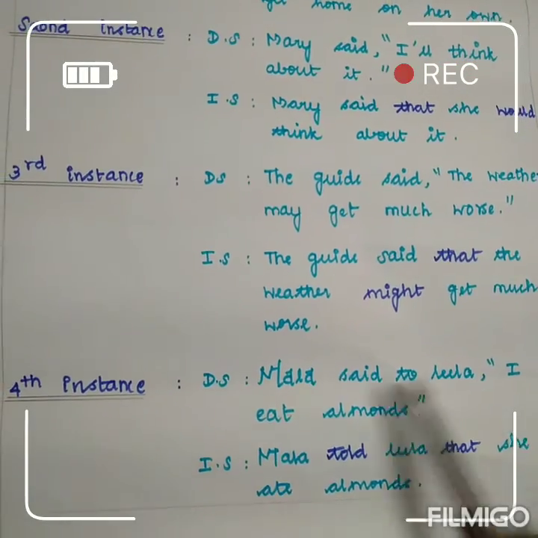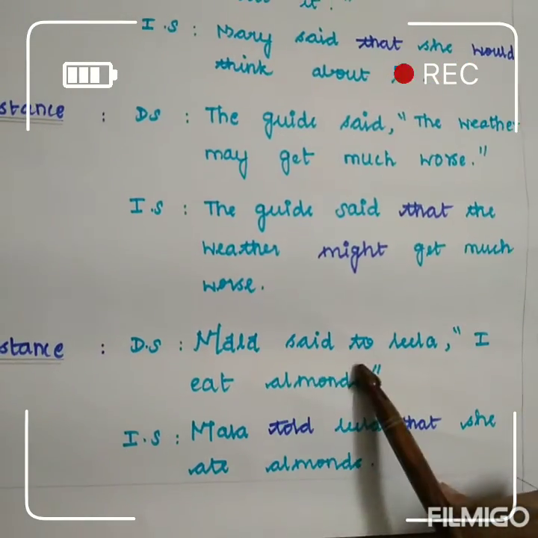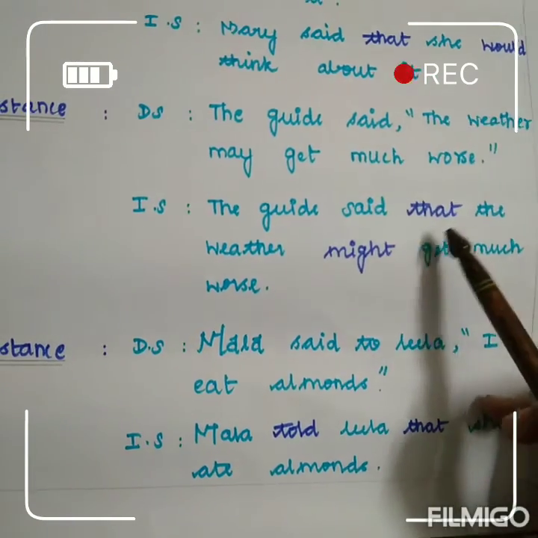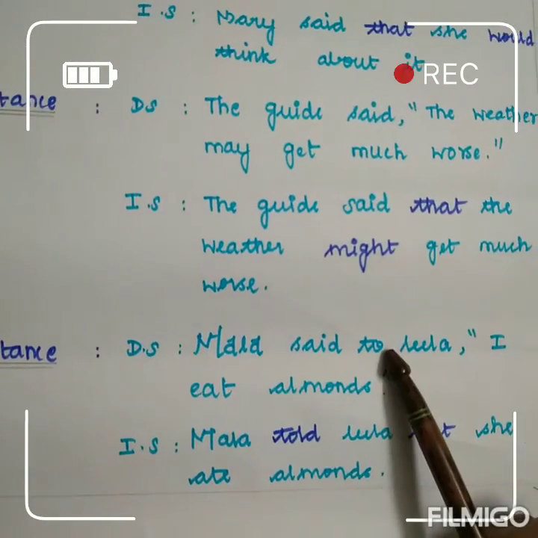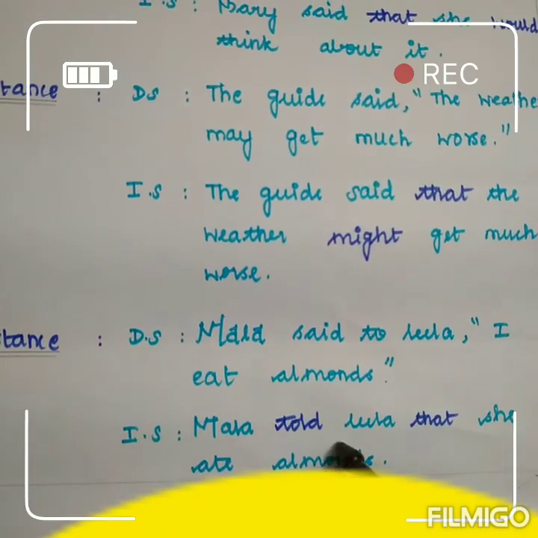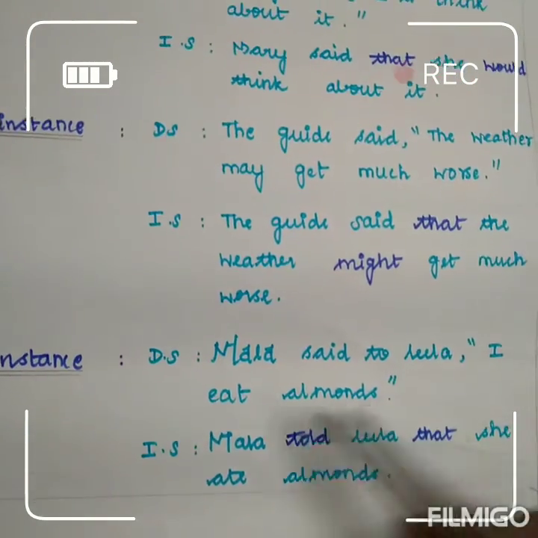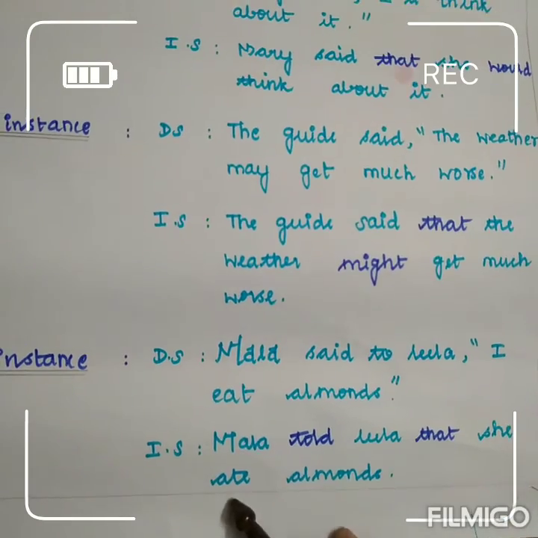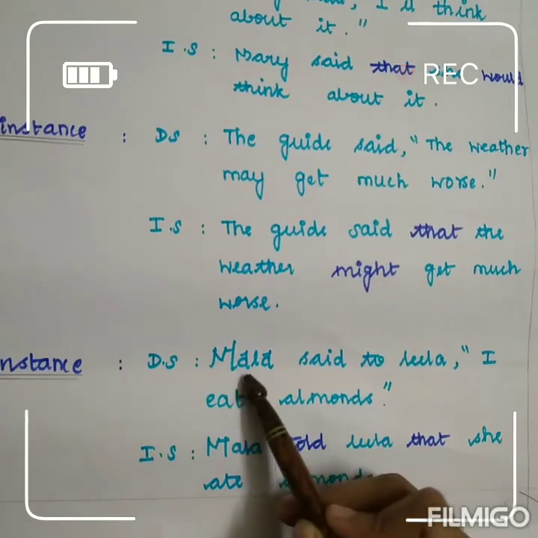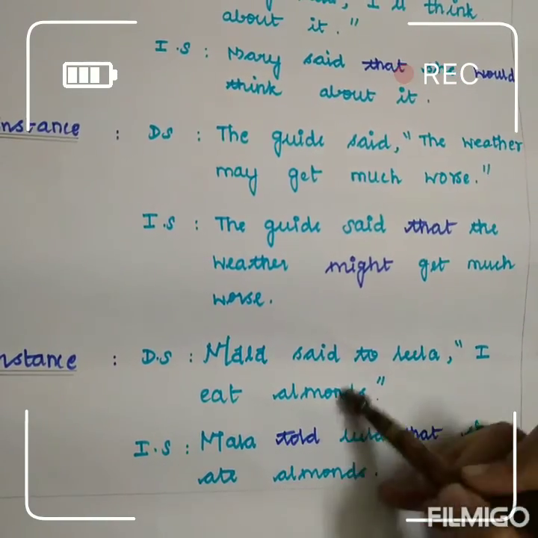And your last instance is: Mala said to Leela, "I eat almonds." Here we have said to. In previous sentences we had only said, so we retained it as it is in indirect speech. But here I have given you a different concept. Said to should be converted to told in indirect speech. So this is also to be noted while converting. Mala told Leela that she ate almonds. Eat is converted to ate, simple present to past. And here the speaker, I, is a girl, so we have added she as the pronoun. Almonds stays as it is.